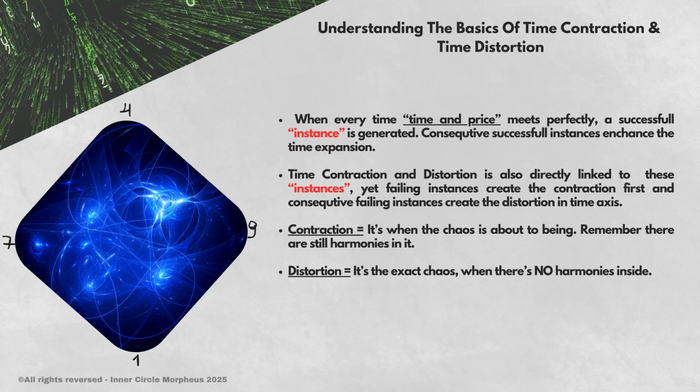What you need to focus on is the easiest ones and understand them with the chaos and harmony in the markets. A successful instance is generated when time and price meet perfectly, and consecutive successful instances enhance the time expansion as well. Time contraction occurs when the time and price are not matched perfectly. This mismatching moment contracts the time, and if this occurs consecutively, we observe the time distortion. We can basically say that contraction is when the chaos is about to begin. Remember, there are still harmonies in it. And the distortion is the exact chaos, and there's almost no harmony inside.